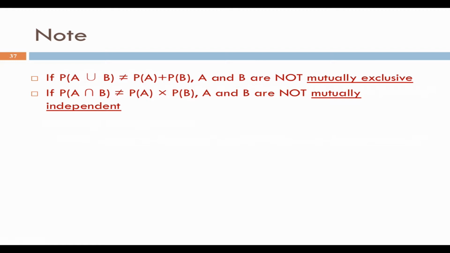So here, if the probability of A union B does not equal the summation of these two respective probabilities, then A and B are not mutually exclusive. And if the probability of A intersect B does not equal the product, then A and B are not independent.